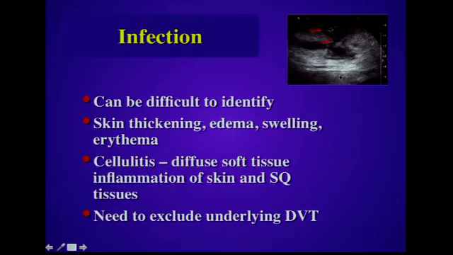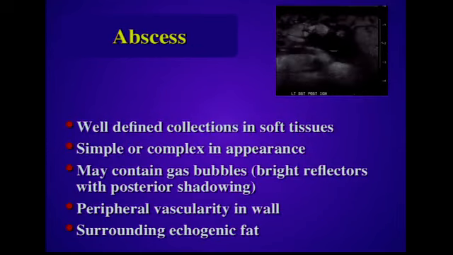and there will be overlying soft tissue swelling, erythema, local pain that help us to look for a diagnosis of soft tissue infection or cellulitis. Cellulitis representing a diffuse soft tissue inflammation of the skin and subcutaneous tissues. And of course, anytime we have a focal area of pain or swelling, we need to be careful to exclude underlying DVT. Now, sometimes when we evaluate patients with infection, we may actually identify an abscess.